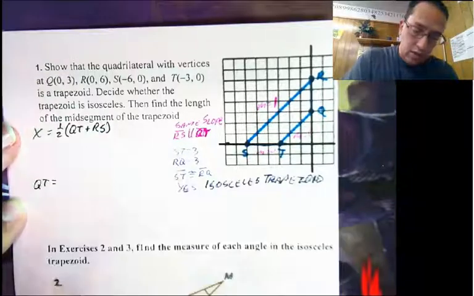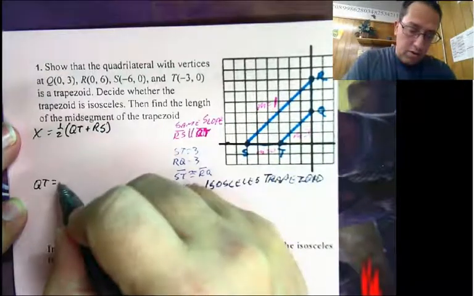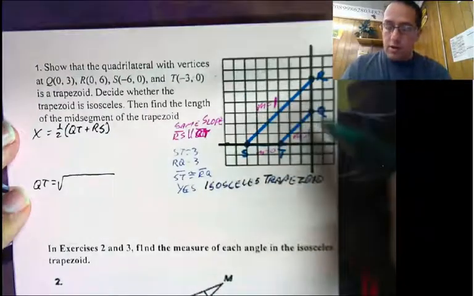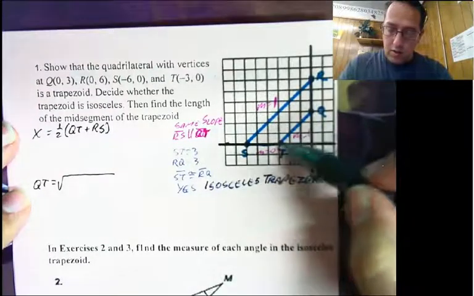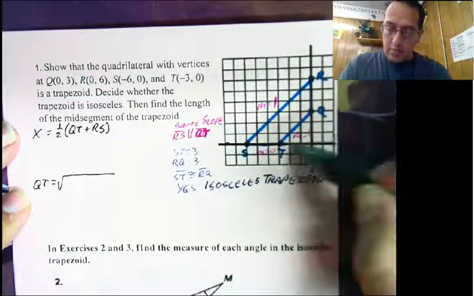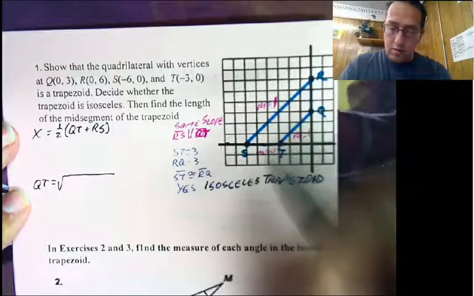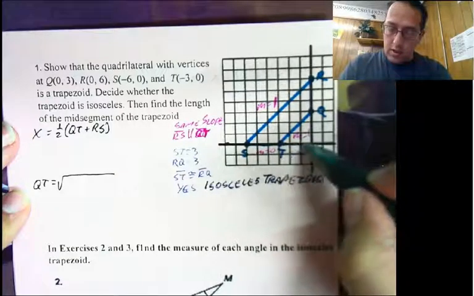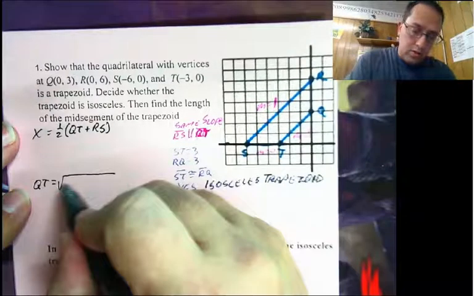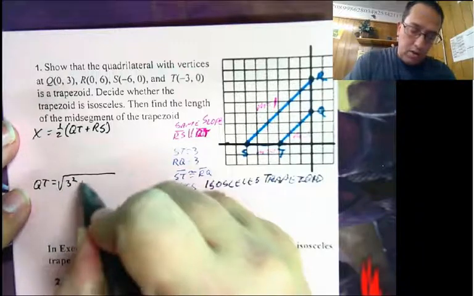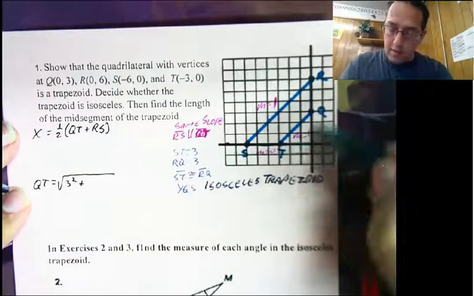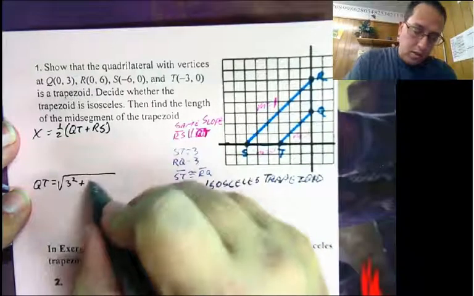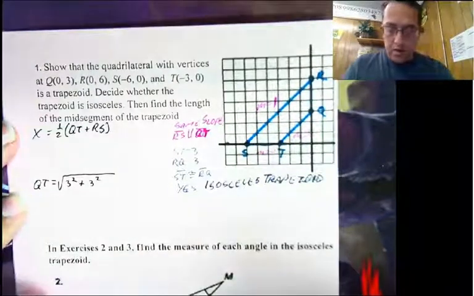QT equals, Pythagorean theorem is the square root of a squared plus b squared, right? So for QT, I'm going to have this little imaginary right triangle here using the grid lines, or you could go this way if you really wanted to. That's fine too. One side is 3, so that will be my a squared, 3 squared, plus the other side of this imaginary right triangle formed with QT, which is 1, 2, 3. So 3 squared.